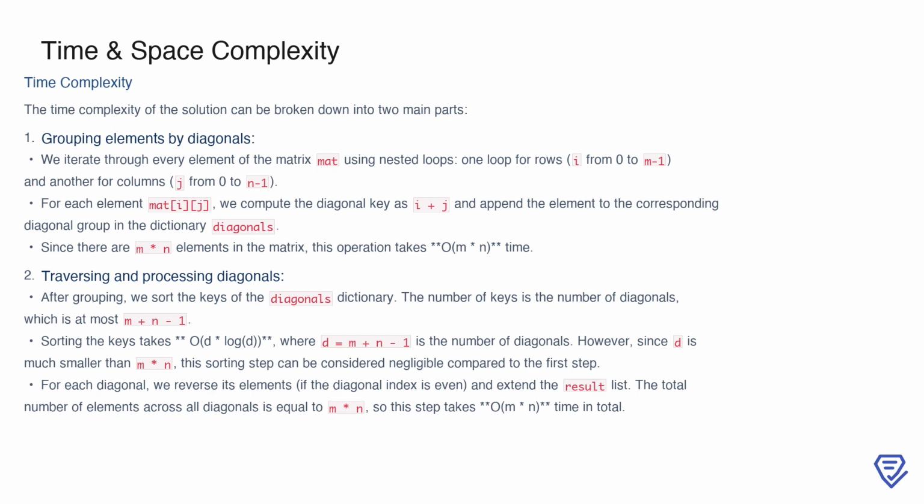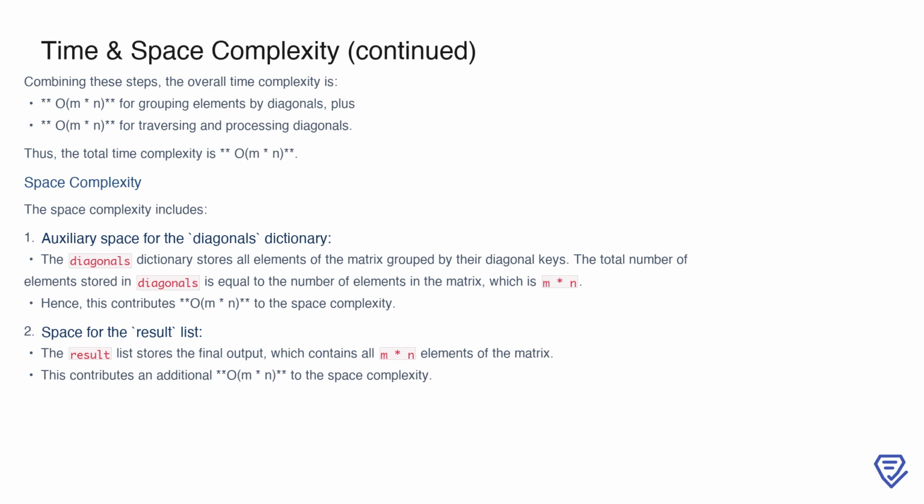Thus, the dominant operation is the grouping step, resulting in an overall time complexity of O(m*n). When we combine the time spent on grouping elements by diagonals and the time spent processing those diagonals, we get O(m*n) for each step. This means the total time complexity for the entire algorithm is O(m*n). Now, let's consider space complexity.